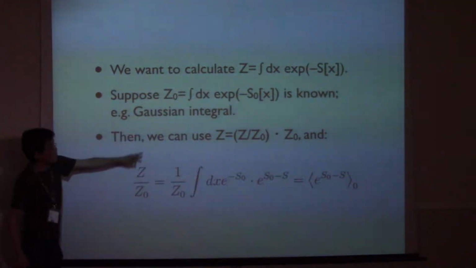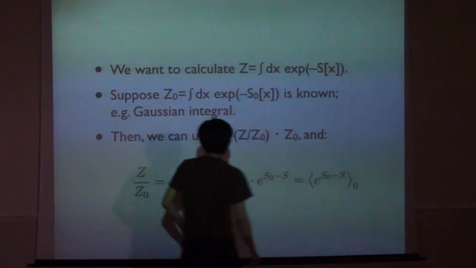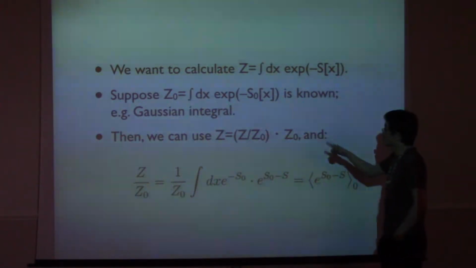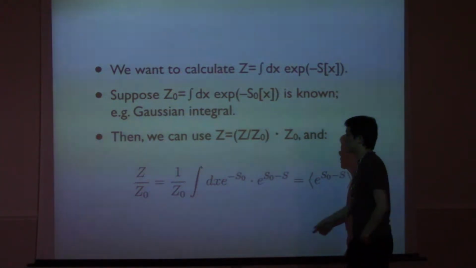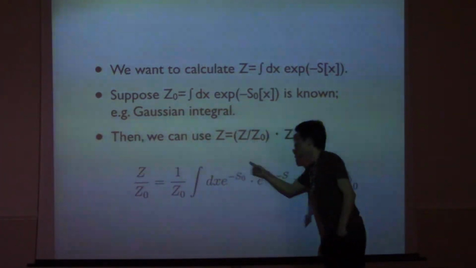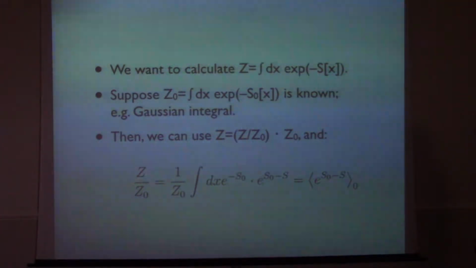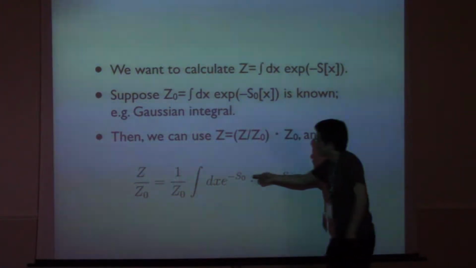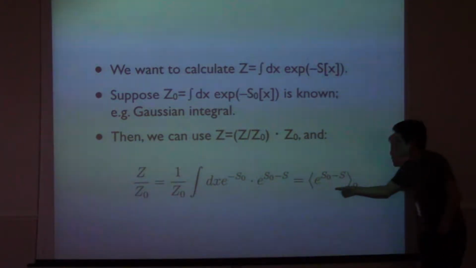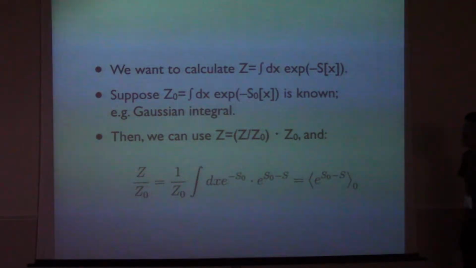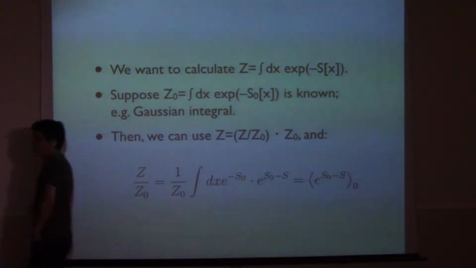How do we calculate this ratio? It's very simple. By definition, Z over Z0 is the integral of exponential minus S divided by Z0. But exponential minus S can be written as a product of exponential minus S0 times exponential of S0 minus S. That means, using this weight, we have to calculate the expectation value of exponential of S0 minus S. This is how we calculate the partition function.